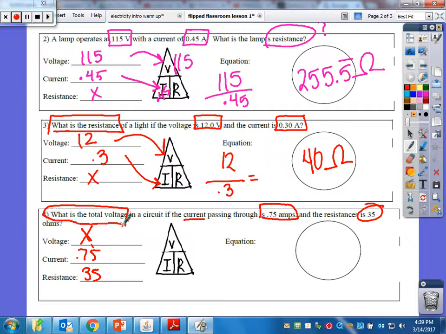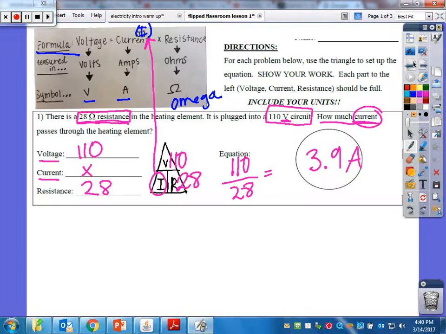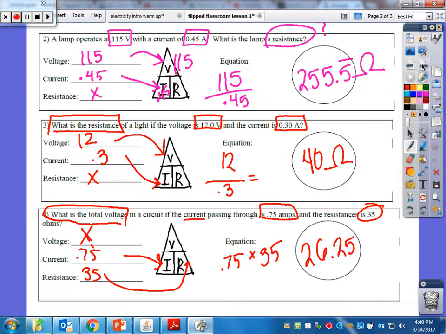Okay, good. Now let's plug it in. 0.75 goes where the I is. 35 goes where the R is. So side by side, we're going to multiply the two and you should get 26.25, and we're solving for volts, so what's our unit? Look back. The symbol in the unit is volt or V.